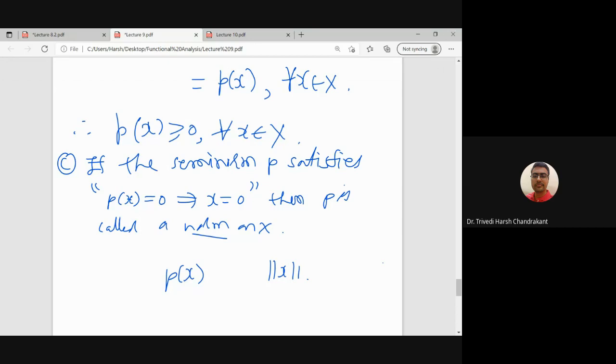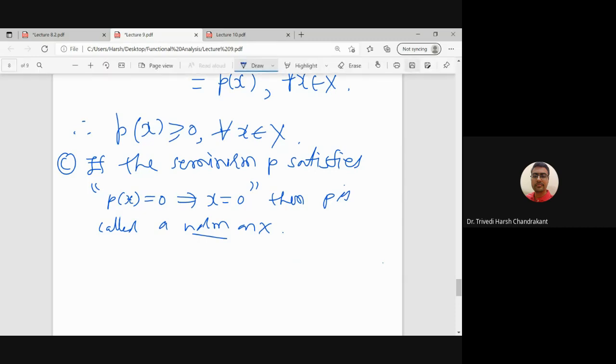Right, so in this sense, every norm satisfies all the properties of a seminorm, but not every seminorm satisfies this particular property of a norm. That means a seminorm is a generalization of a norm.